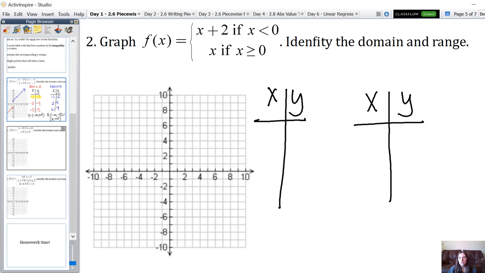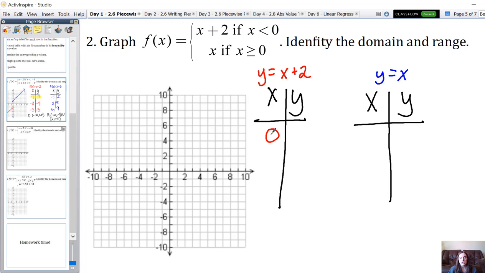The first table is going to correspond with y equals x plus 2. The second table is going to correspond with y equals x. So back to the first table. We've got x plus 2 if x is less than 0. This number is where we're going to start first.